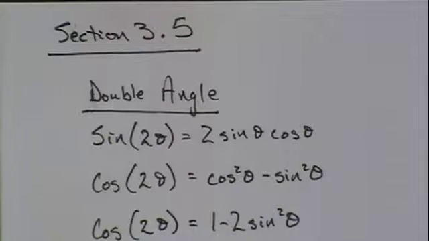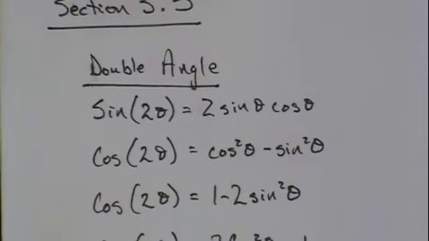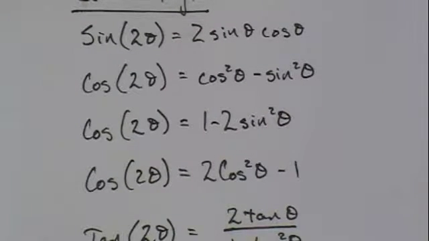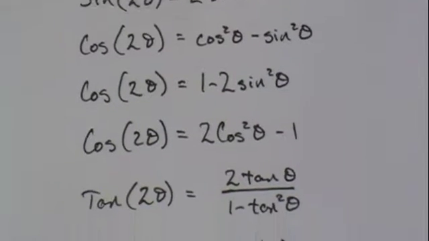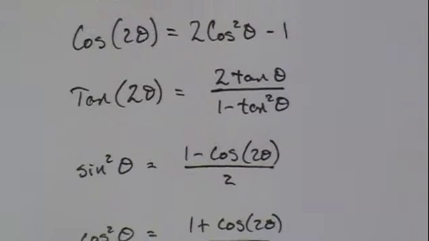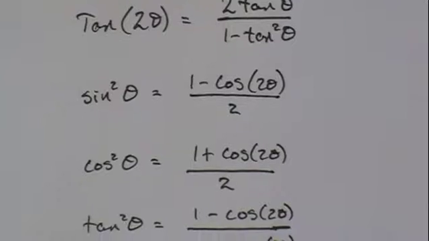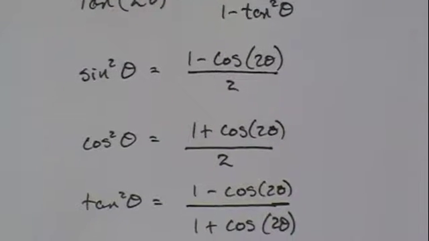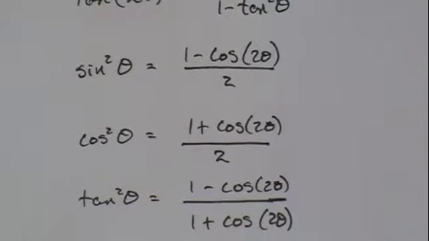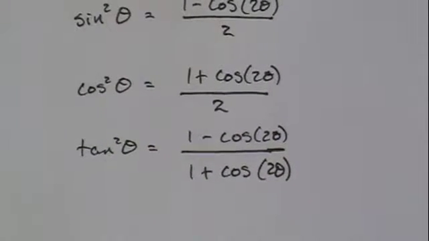In section 3.5, we're working with double angles. And so we have these formulas. We have three different ones for cosine, where we're taking 2 times the angle. And then we have for tangent. Here's our formula. And we also have some double angle formulas that we'll be able to substitute in for sine squared or cosine squared or tangent squared.